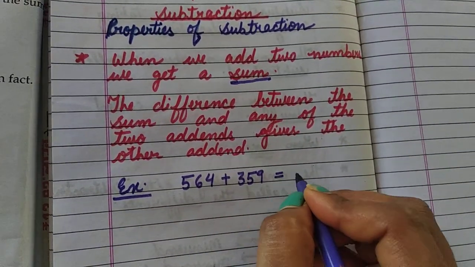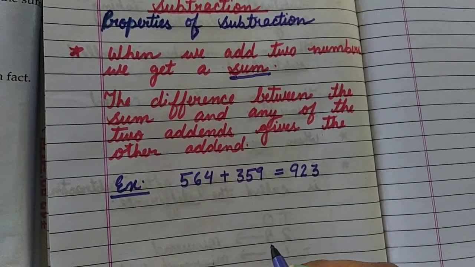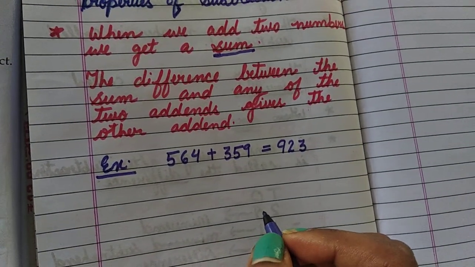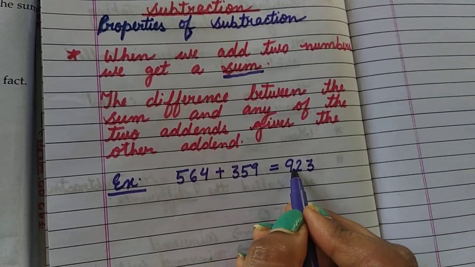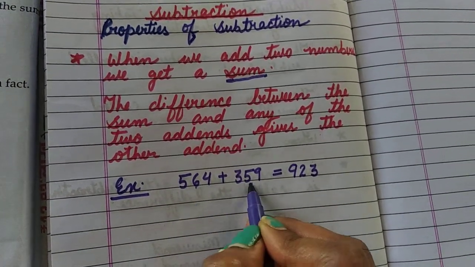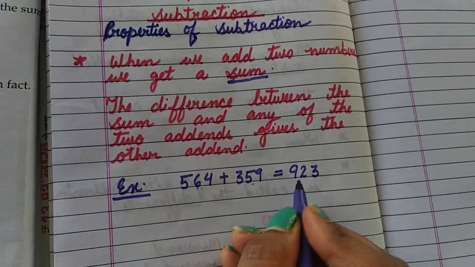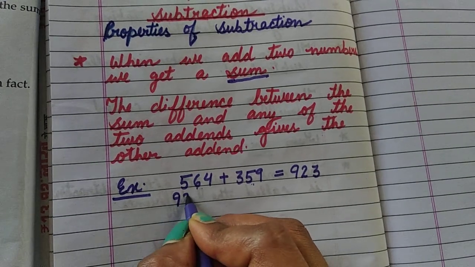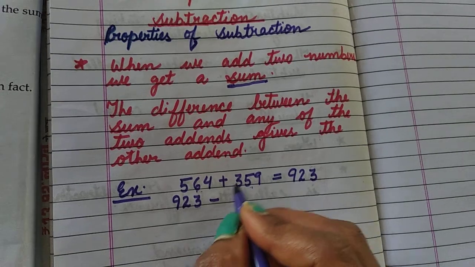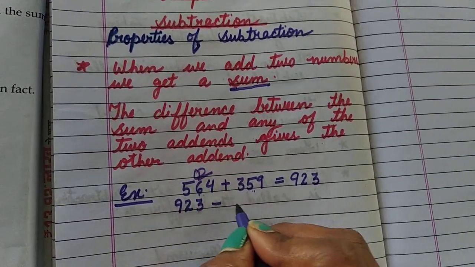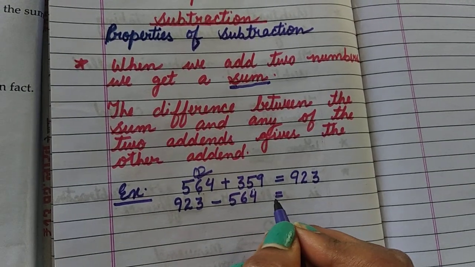We get 923. So as I told you, the difference between the sum and any one of the addends gives the other addend. Let's do it. This is the sum 923, and take any one addend, like this one, 564. So what do we get?